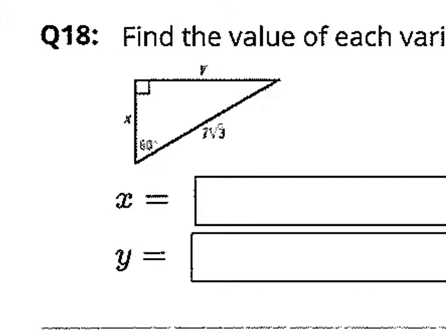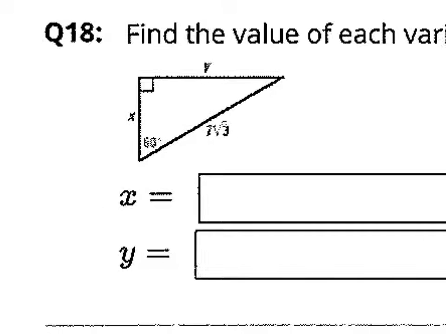Okay, question number 18 is a gimme. So for x, you're going to put in 7 radical 3 all over 2. And for y, you can put in 10.5.